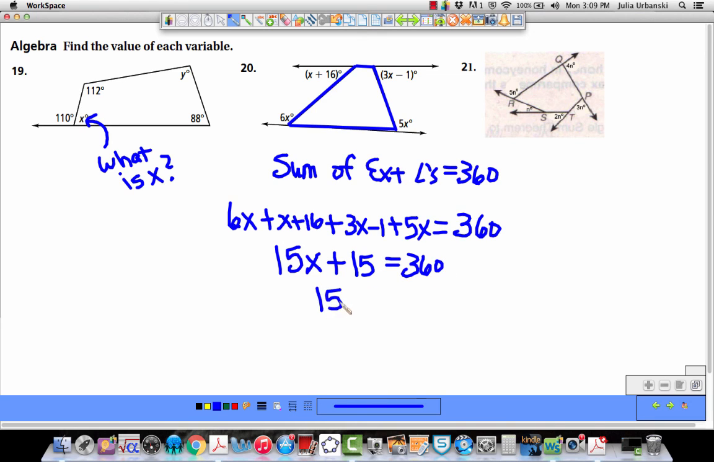Subtract 15 from both sides. Minus 15, minus 15. When you divide that by 15, x equals 23. Figure out if you're done by going back and reading the directions. Find the value of each variable. That means you're done. You don't have to plug it in anywhere. Okay, your job is to finish the rest of the sheet, and then when you're done, start on your homework that is due tomorrow.